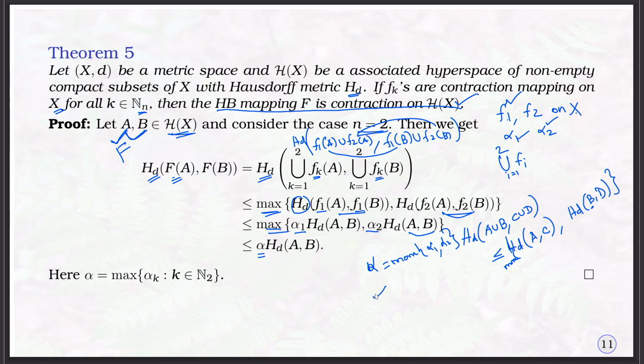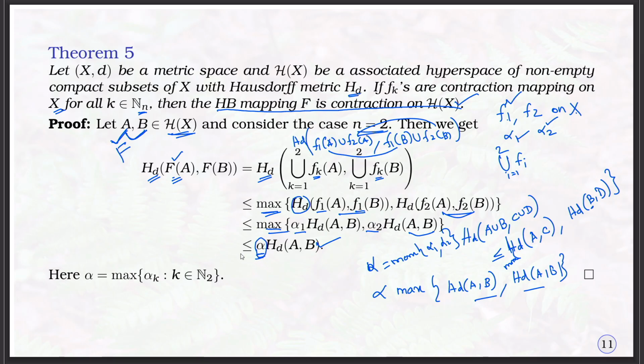This can be written as alpha times the maximum of HD of AB and HD of AB, which is the same. So, you can take alpha out, and one can get less than or equal to alpha times HD of AB. So, F is a contraction on H of x with the same contraction factor alpha.